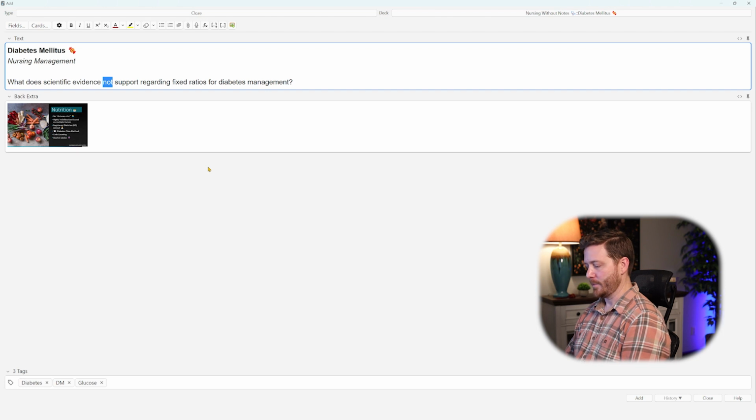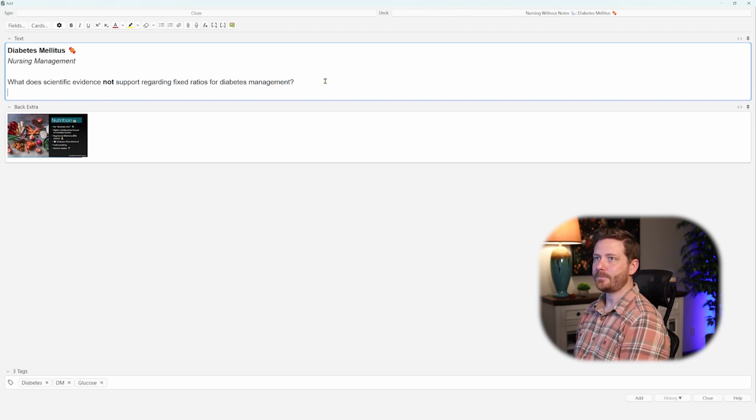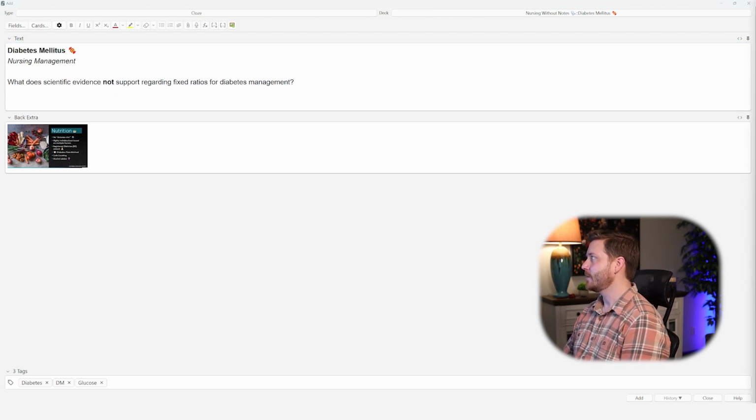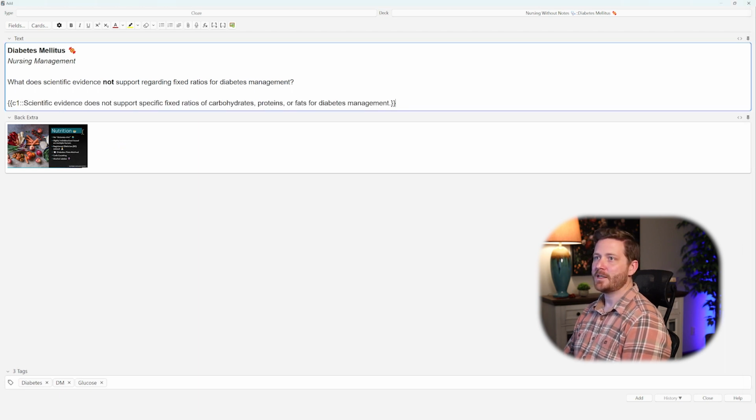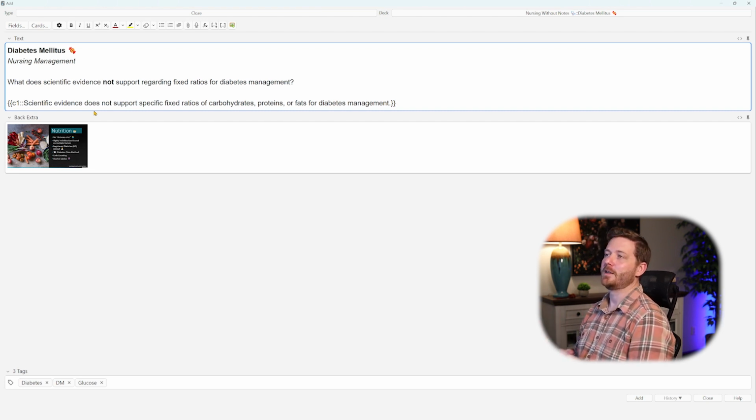And I'm gonna bold this too. And I'm gonna put our answer below and close. Paste it in here. Scientific evidence does not support specific fixed ratios of carbohydrates, proteins, or fats for diabetes management. And that's because there is no specific one-size-fits-all approach to that diabetes diet. It is very highly individualized. So we'll add that in with Control-Enter.